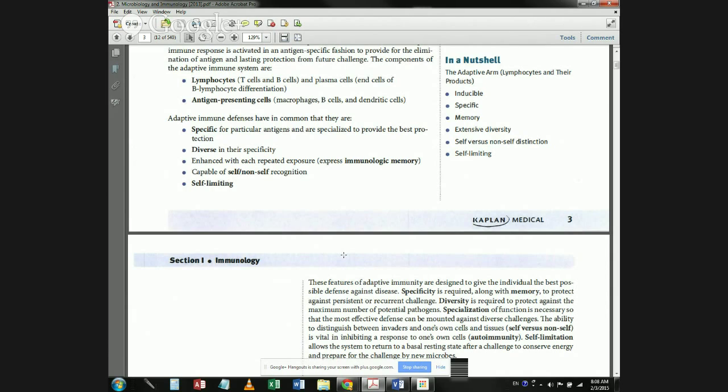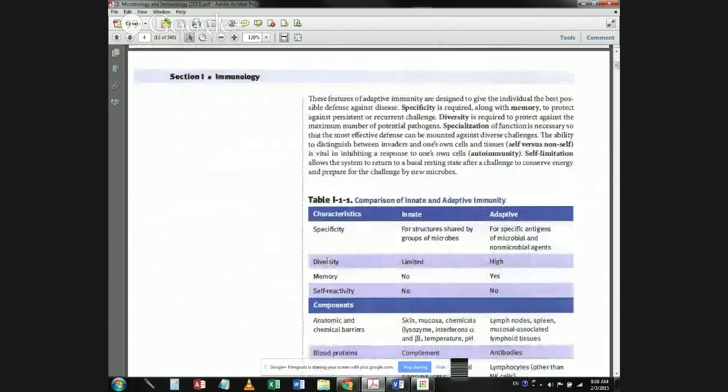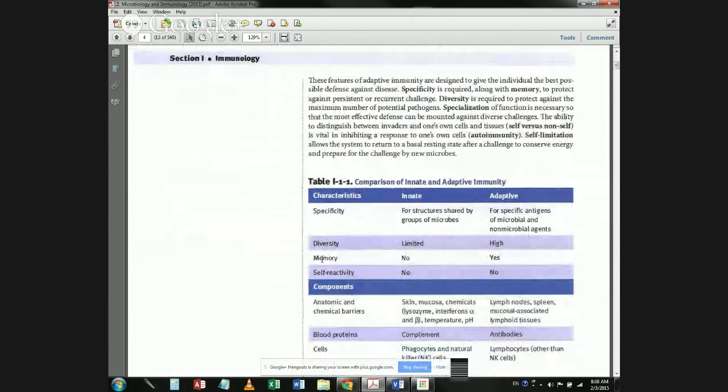So if you get sick once, fine, it makes a response, and then the next time you get sick, you have a higher level of response. Capable of self, non-self recognition, very important, and it is self-limiting. It can stop itself, basically. Okay. So these would be the adaptive immunity. These features of adaptive immunity are designed to give the individual the best possible defense against disease. Right. Specificity, for instance, is required along with memory to protect against persistent or recurrent challenge.